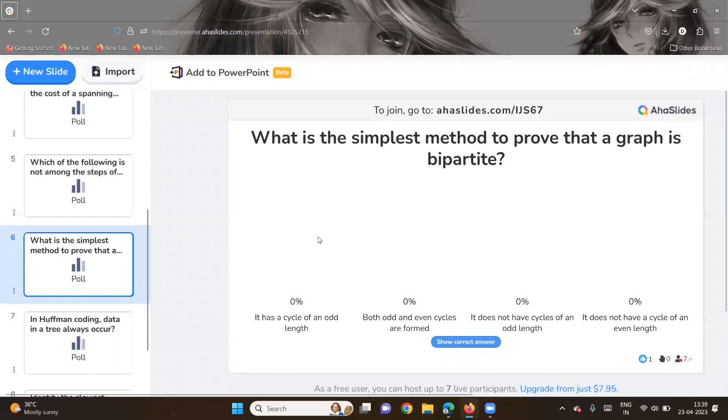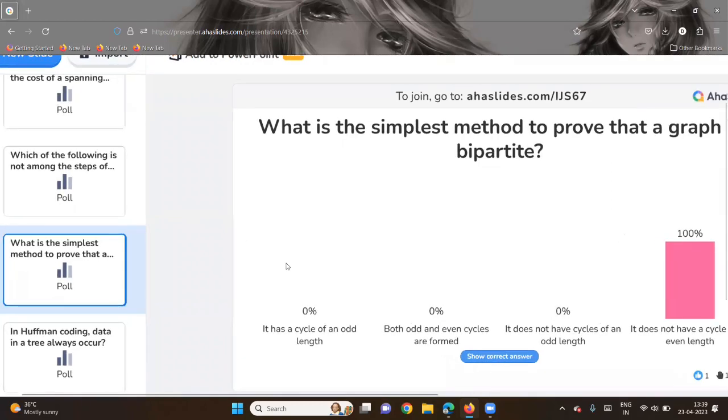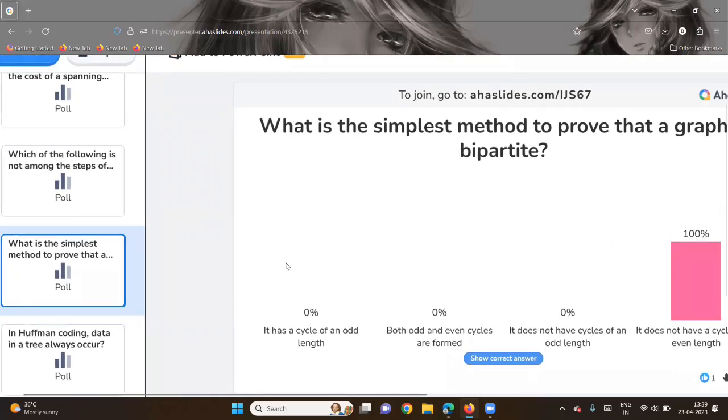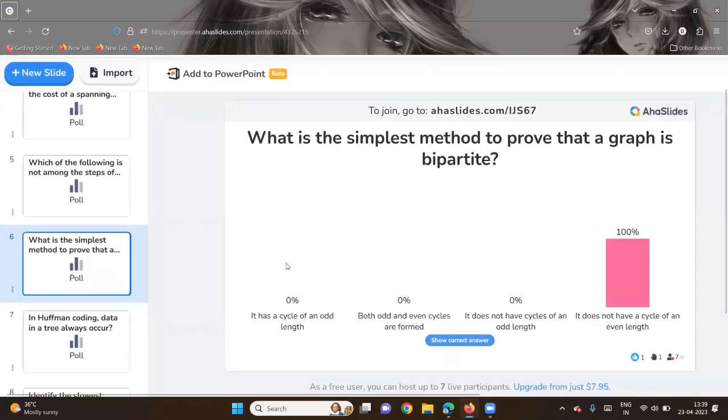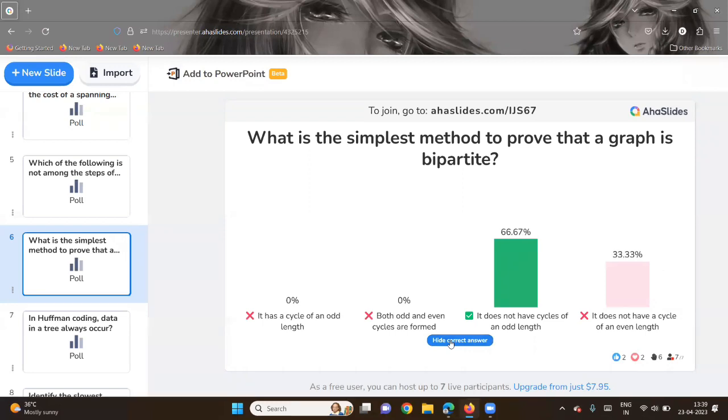What is the simplest method to prove the graph is bipartite? It has a cycle of an odd length. Option A, both odd and even cycles are formed. It does not have cycles of an odd length. It does not have a cycle of even length. And the answer is option C, it does not have a cycle of odd length. Moving on to the next question.